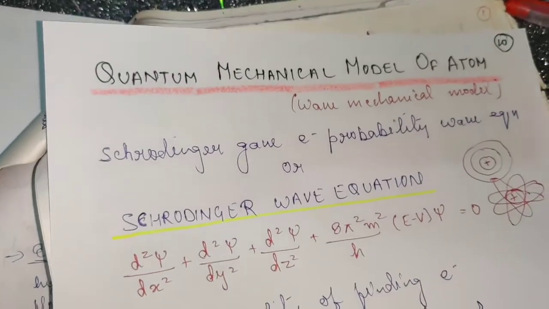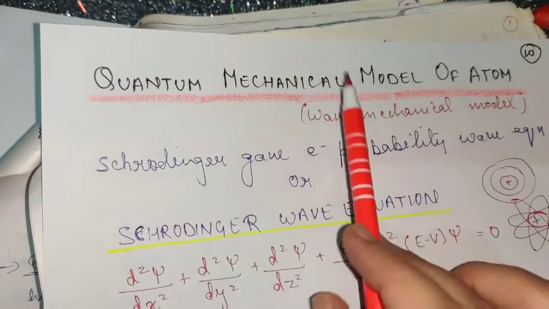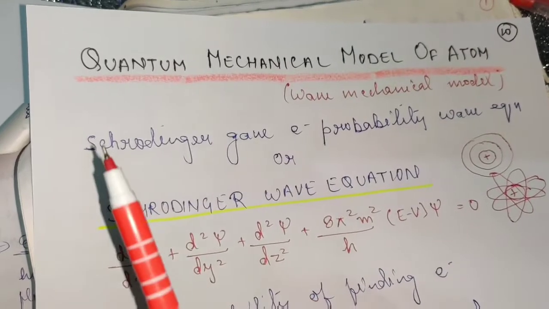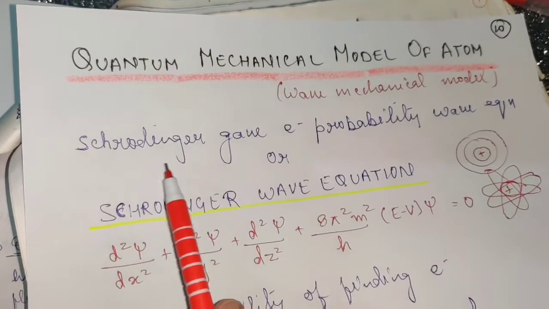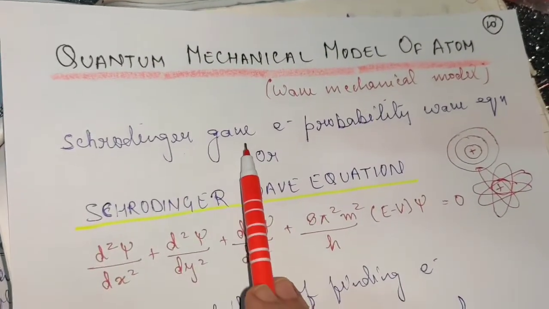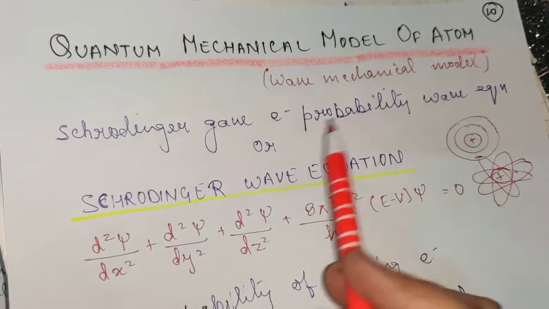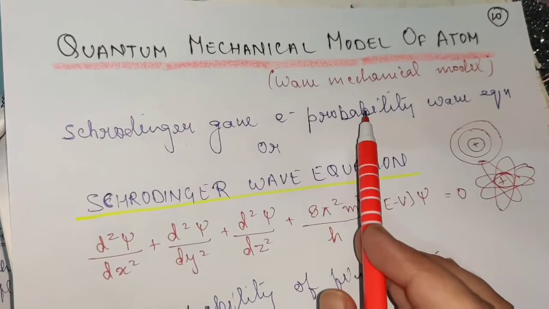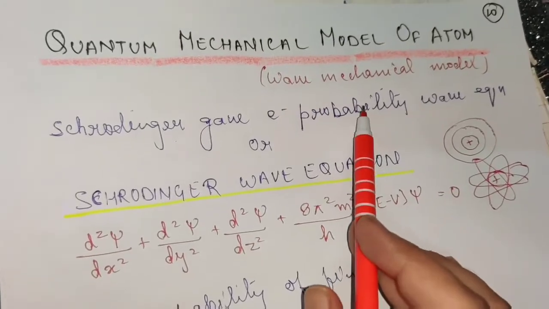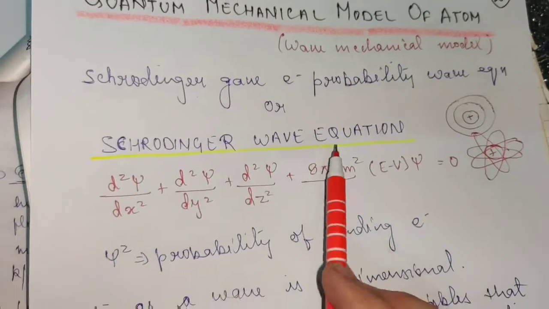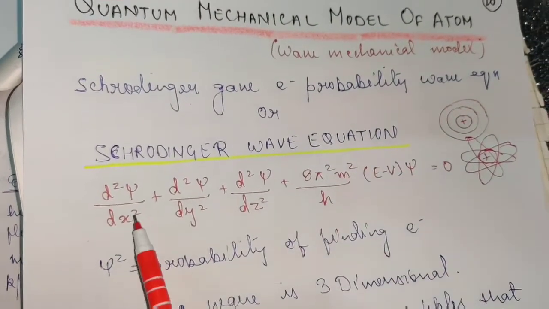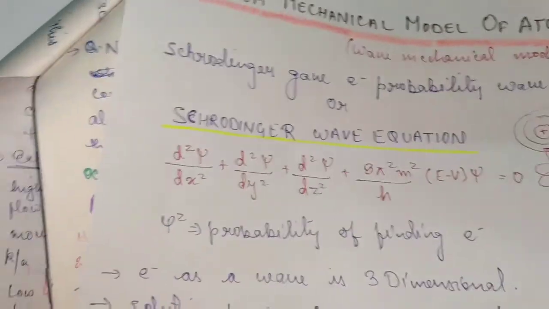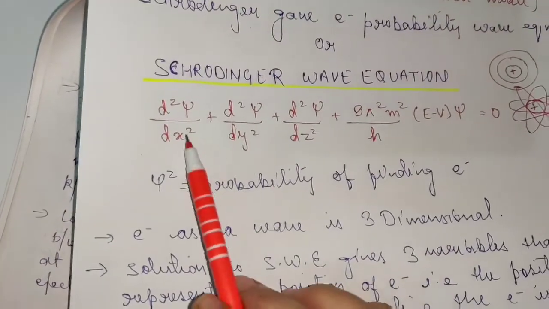Now I'm beginning with this quantum mechanical model. There was a very important scientist named Schrödinger. He gave an electron probability wave equation. This equation tells us about the probability of finding an electron in an atom. The equation is mentioned here. You don't have to learn this equation, but you must know what is Schrödinger wave equation. So this is the equation, children.